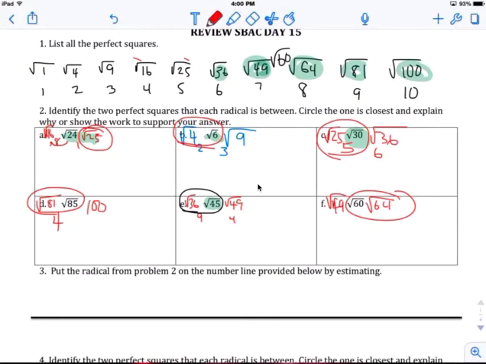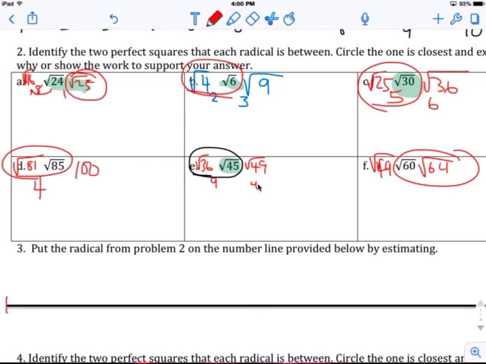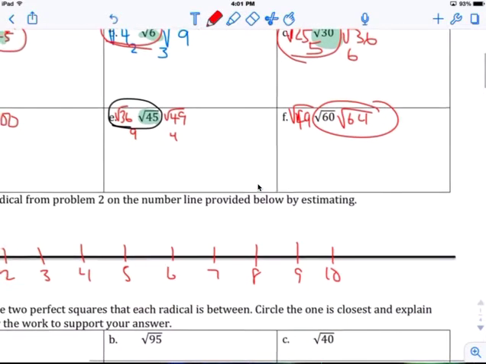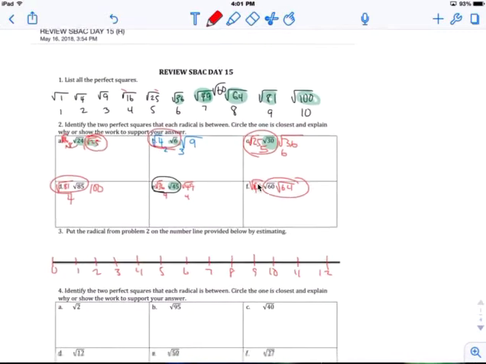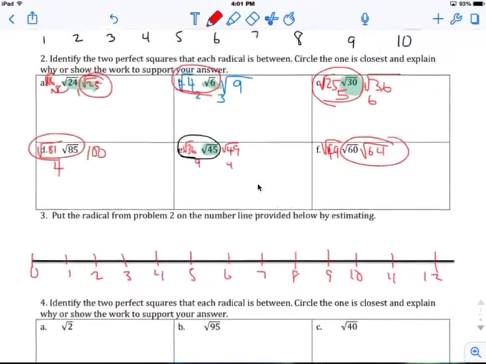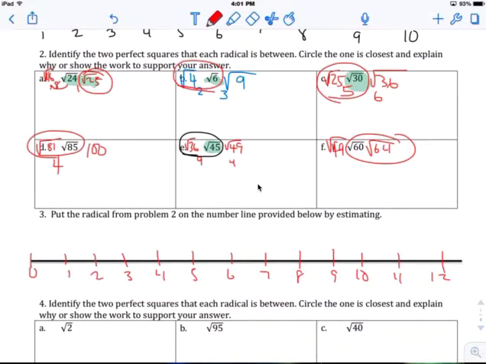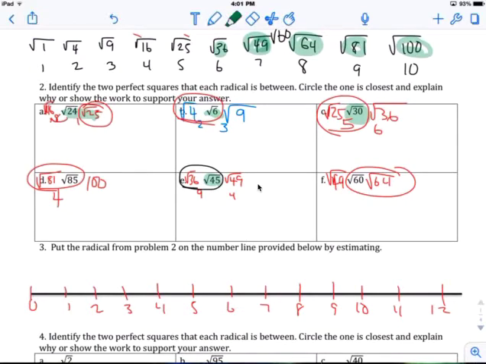I think yours had 0, 1, 2, 3, 4, 5, 6, 7, 8, 9, 10, 11, and 12. Okay. So let's look at A.